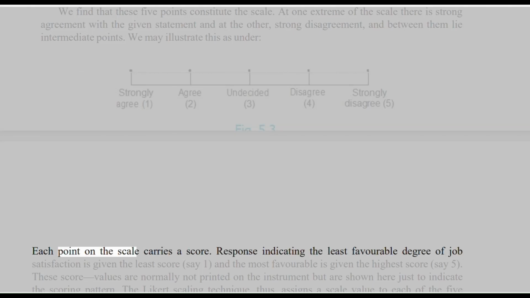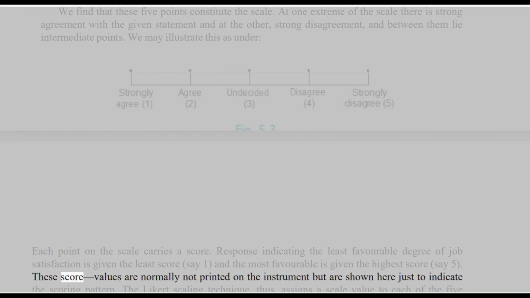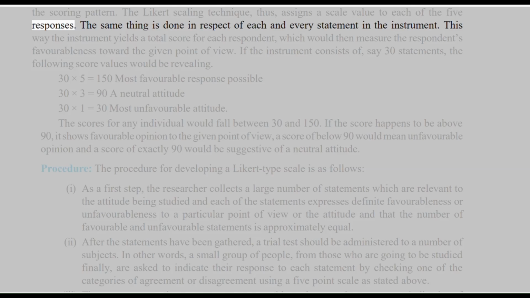Each point on the scale carries a score. Response indicating the least favorable degree of job satisfaction is given the least score, say 1, and the most favorable is given the highest score, say 5. These score values are normally not printed on the instrument but are shown here just to indicate the scoring pattern. The Likert scaling technique, thus, assigns a scale value to each of the 5 responses. The same thing is done in respect of each and every statement in the instrument.